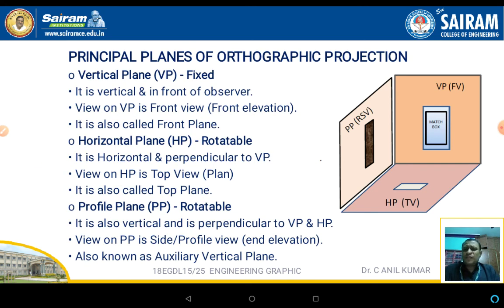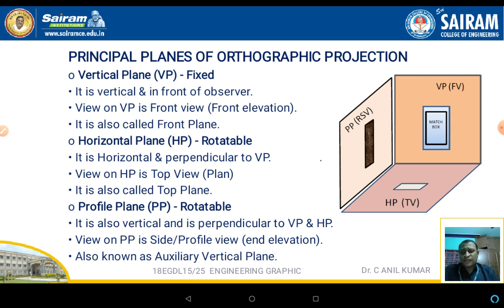The principal planes of the orthographic projection. The vertical plane is fixed. It's a vertical plane in front of the observer. The view on the VP is a front view, and it is also called the front plane. The horizontal plane is rotatable, it's horizontal and perpendicular to the vertical plane. The view on the HP is a top view, or it's also called the top plane.